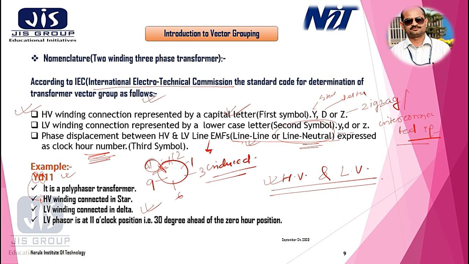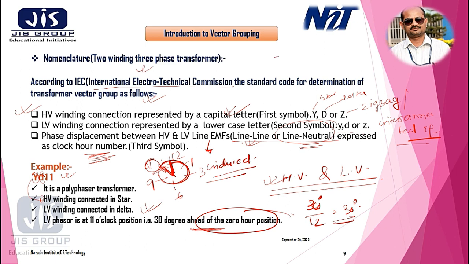So this is basically a 30-degree leading position from the 0 hour position, and this 12 o'clock position is the 0 hour position, and the total angle is 360 degrees. The difference between two consecutive digits of a clock is 30 degrees, because 360 by 12 is nothing but 30. We will discuss this later also. So this is the nomenclature for a two winding transformer.